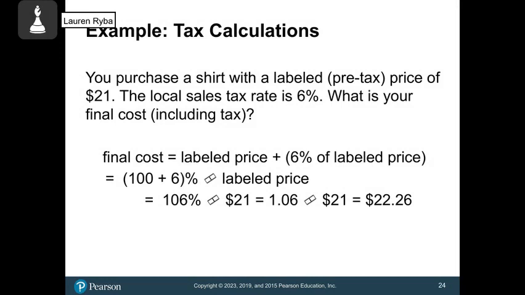You purchase a shirt with a labeled pre-tax price of $21. The local sales tax rate is 6%. What is your final cost including tax? Well, the final cost is going to be the labeled price plus our 6% of the labeled price. So what I can do is I can take 100 plus 6%, or 106%, times the labeled price of 21, which is 1.06, divided by 100 to get the decimal version, times $21. The total I will pay is $22.26 for that shirt.